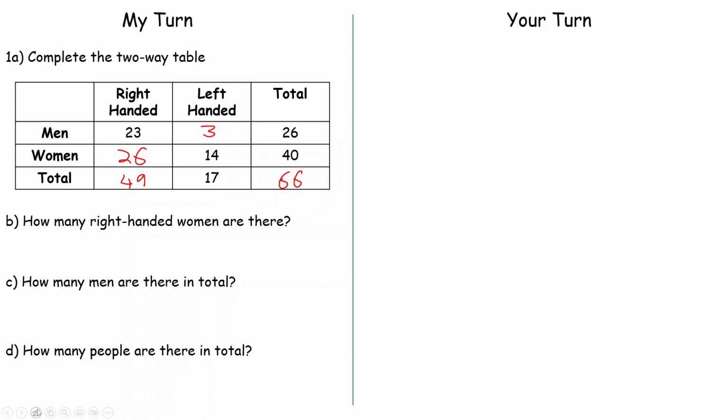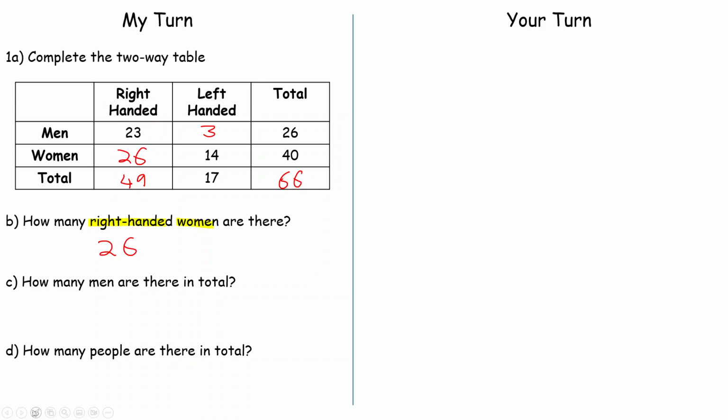Now we can look at the questions, the first one is saying how many right-handed women are there. So we're looking at woman, and we're looking at the right-handed woman, so we're looking at 26. Okay, so that's your first answer. So 26 is the first one.